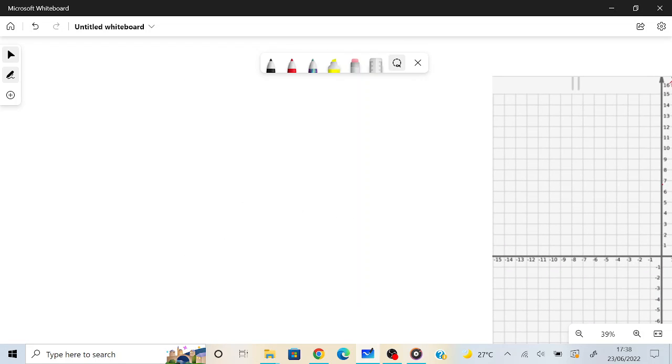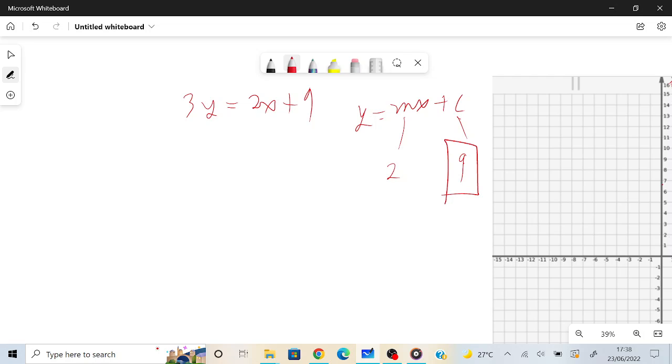Now for our next example, we have 3y equals 2x plus 9. Now as you can see, comparing this with y equals mx plus c, you may say that, oh, your m is 2 and your c is 9. But the c equals 9 part is wrong, and the m equals 2 part is also wrong. Why? Because there is a coefficient in front of y, which is not allowed in this form.